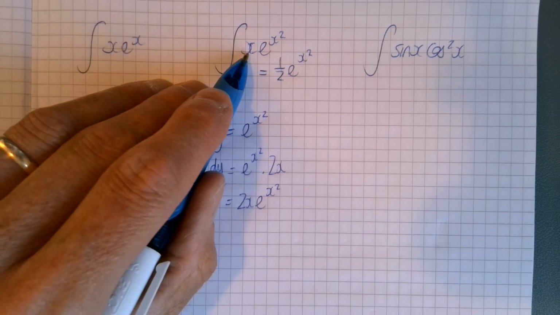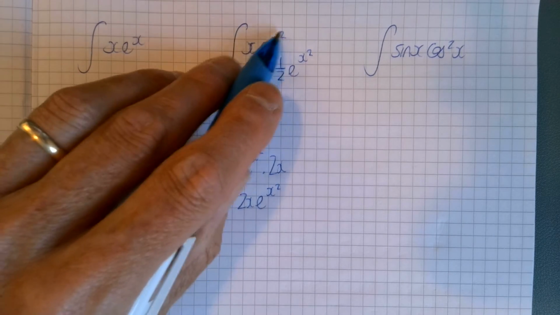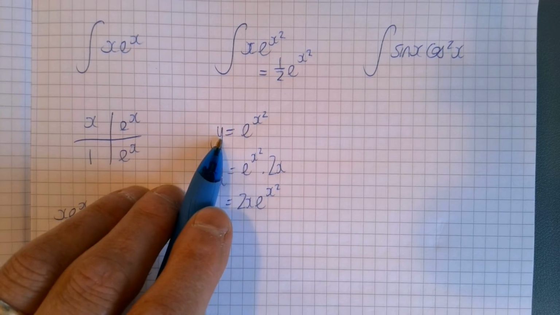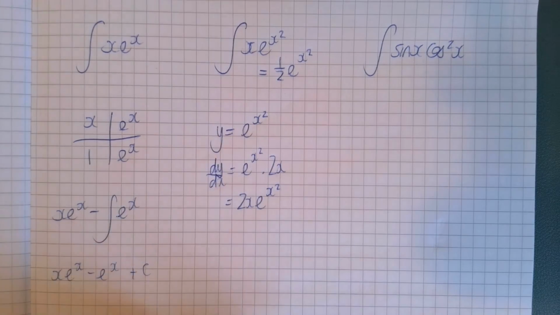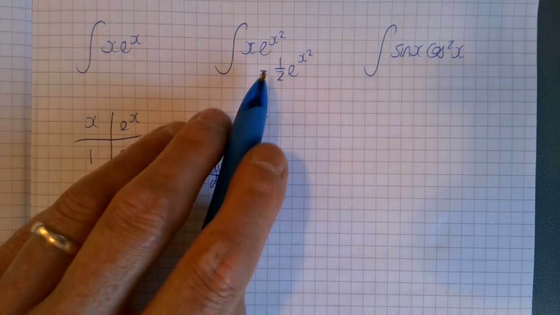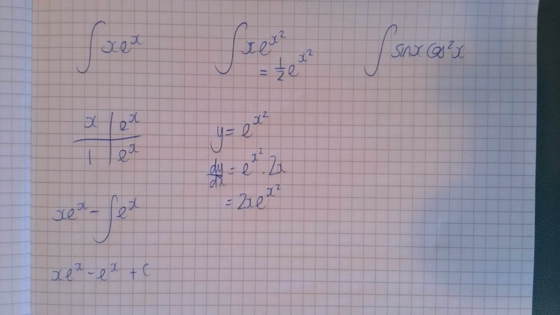So I recognise that this looks a bit like what you get when you differentiate this power. So I tried differentiating the e term, got that, realised I had half of that, so there we go.